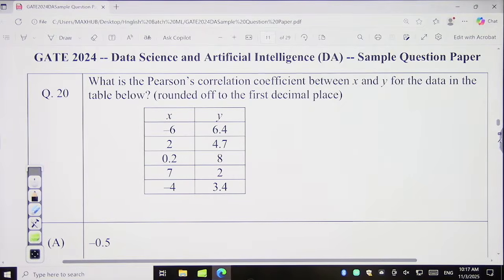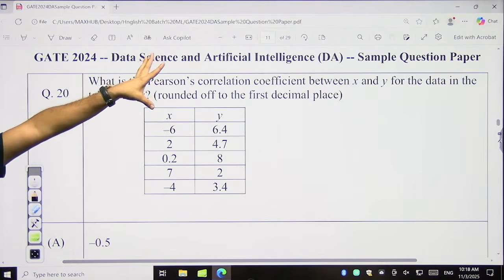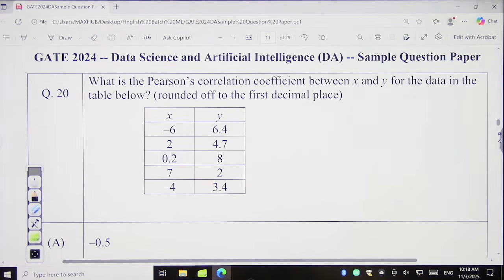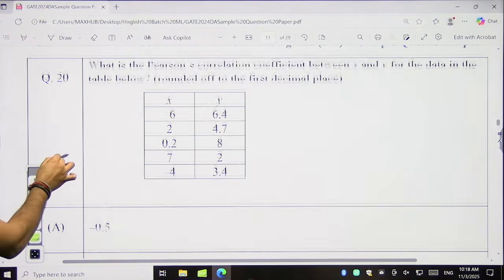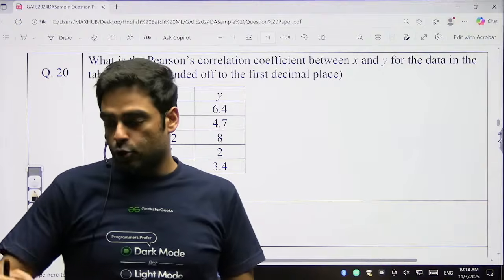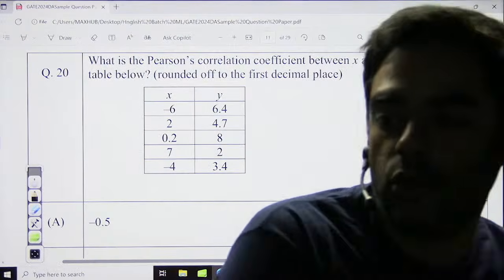Question number 20 is for you, and this was asked in the IISc 2024 sample paper. In question number 20, we have to calculate the Pearson correlation coefficient for X and Y for the data that is given here. I expect everyone to be very quick in your calculations and try to solve this quickly. I'll just do it along with you.